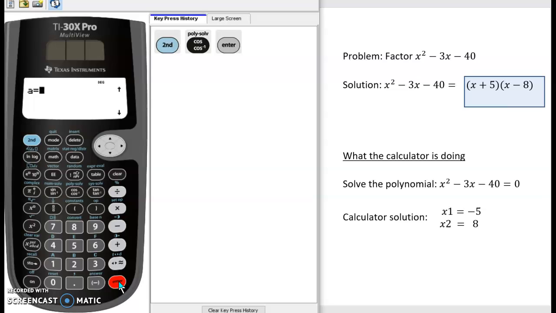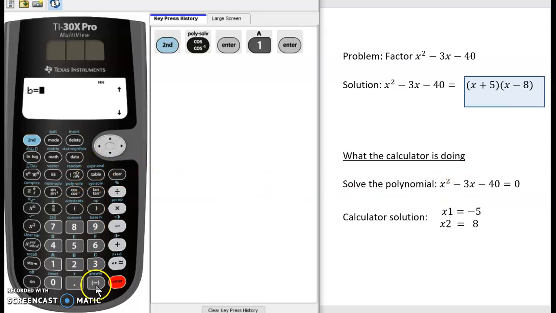The calculator is now going to ask you for the coefficients of the polynomial, the numbers that are in front of each of the variables. Our first coefficient, a, is equal to 1, so I'll type 1 and then hit enter. Then it will ask me for the value of b.